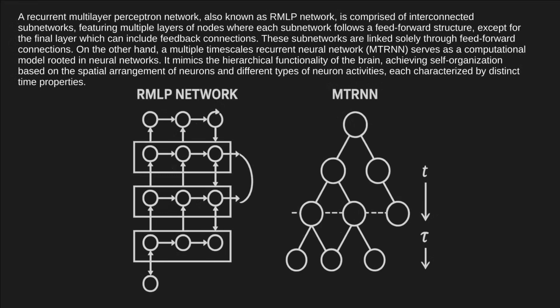A recurrent multilayer perceptron network, also known as RMLP network, is comprised of interconnected subnetworks, featuring multiple layers of nodes where each subnetwork follows a feed-forward structure, except for the final layer, which can include feedback connections. These subnetworks are linked solely through feed-forward connections. On the other hand, a multiple timescales recurrent neural network, MTRNN, serves as a computational model rooted in neural networks. It mimics the hierarchical functionality of the brain, achieving self-organization based on the spatial arrangement of neurons and different types of neuron activities, each characterized by distinct time properties.